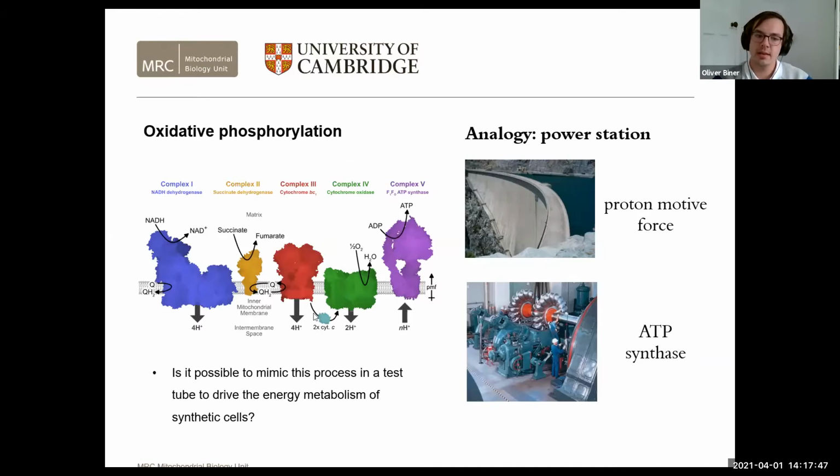The electrochemical gradient that is produced during this process is called proton motive force and is then converted by ATP synthase into ATP. And as an analogy, you can think of a power station. So the proton motive force would be your dam that stores the energy, and the ATP synthase is your turbine that just converts it into an energy form that is usable by the cell. So is it now possible to mimic this process in a test tube?